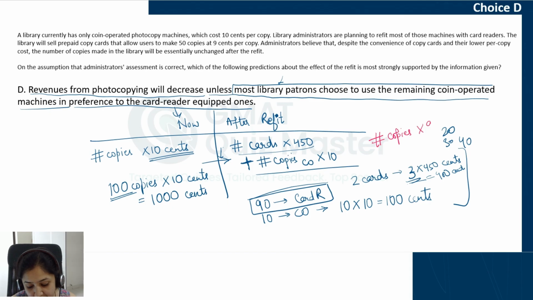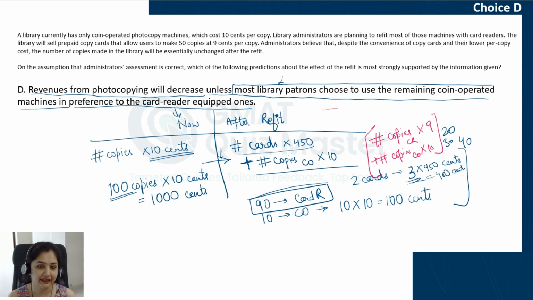This is for card reader machine plus number of copies made using the coin operated machine into 10. So most likely you thought that this is how the revenue will be calculated, and that is where you faltered. So you have to understand the prepaid nature of the card. You did not make a proper inference when you read these two things. One is 50 copies at 9 cents per copy, and the other is the prepaid copy card.